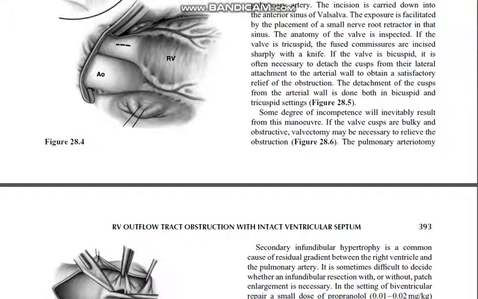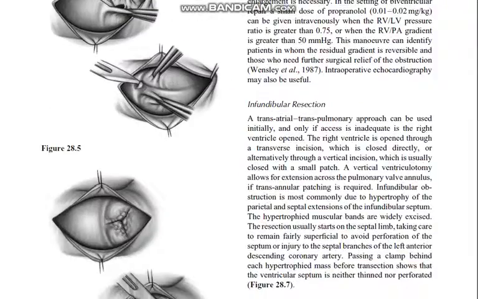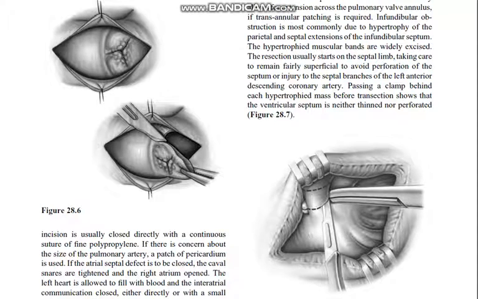The pulmonary arteriotomy incision is usually closed directly with a continuous suture of fine polypropylene. In the upper picture, you see the figure 28.6, and in the more difficult valves, they have incised all the valve. If there is a concern about the size of the pulmonary artery, a patch of pericardium is used.